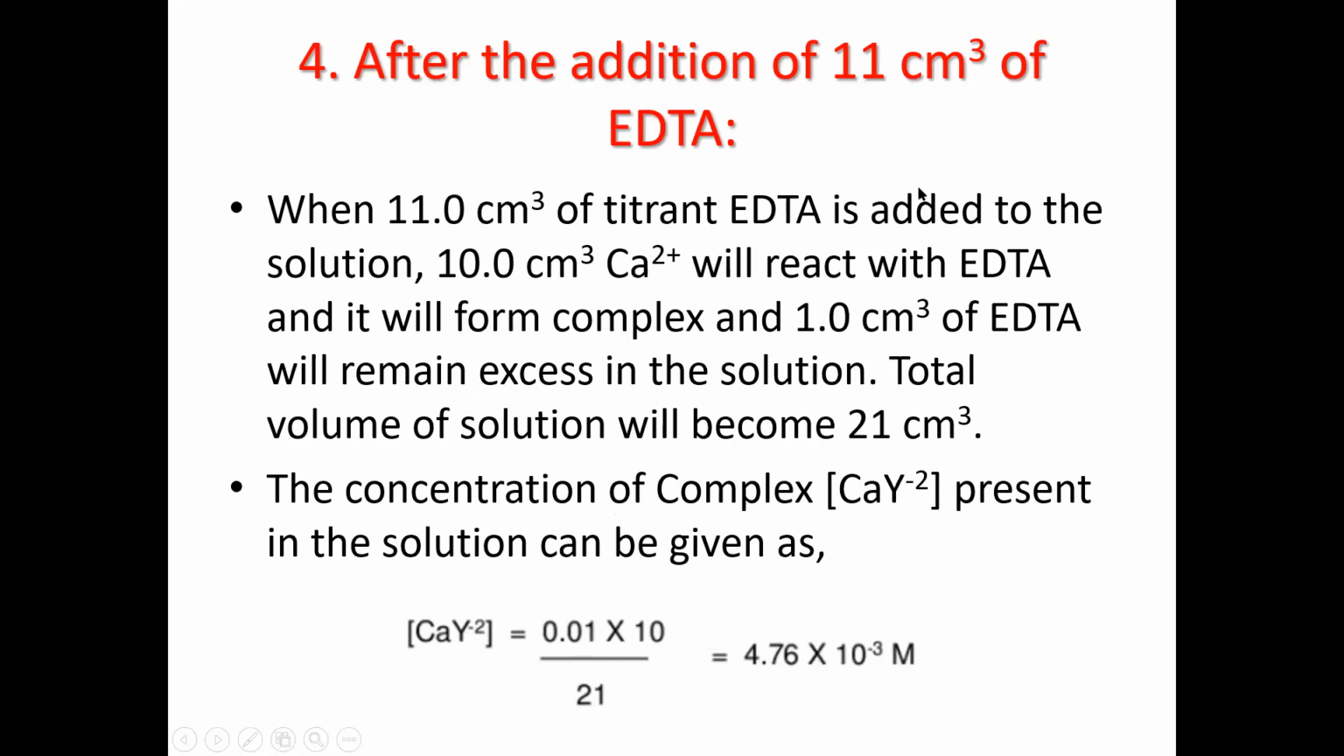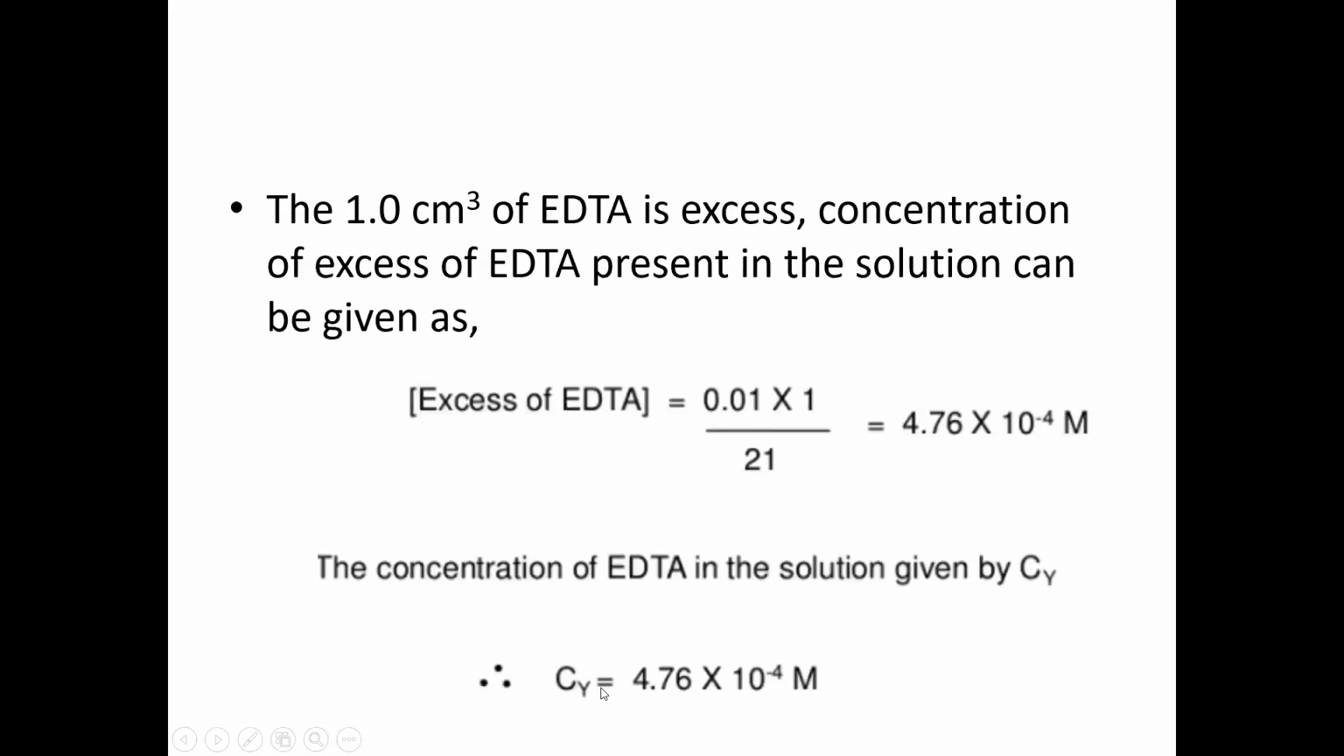Then after the addition of 11 cm cubed of EDTA, that means you have 1 mL of EDTA excess that has not reacted with the calcium ion, and that means that your calcium ion solution is still 10 mL of it. This is your molarity. You now have 21 mL. By the time you add 11 mL to 10 mL of the complex, the total volume will be 21. And you can get the molarity. So now this is the molarity of the excess EDTA, and the concentration of the EDTA is given by CY. So your CY of your EDTA is 4.76 times 10 to the minus 4 M.